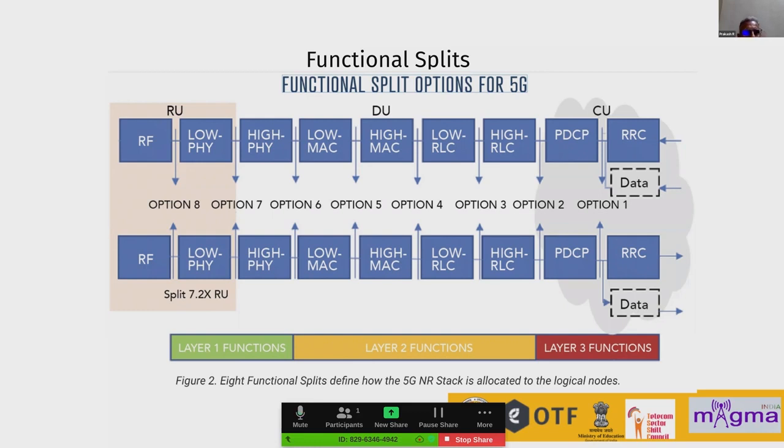Normally the most popular one is 7.2, they call it option 7. That means if the RU contains the radio frequency as well as low-PHY, that's the most optimum for the RU. For the DU, anything that is not taken by the CU and RU should be there. So you can use any of these options other than 6, 5, 4, 3, 2. Option 6 is being preferred by the micro cell folks. So there is a preference for the application. What applications you have decides what split you should do. There is no single option that will be the most important one.